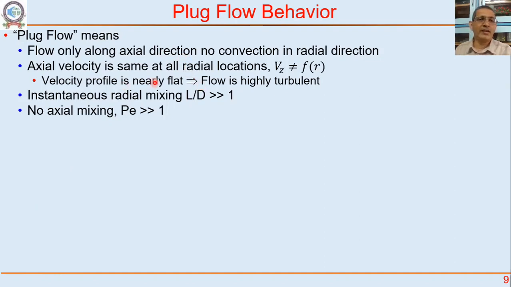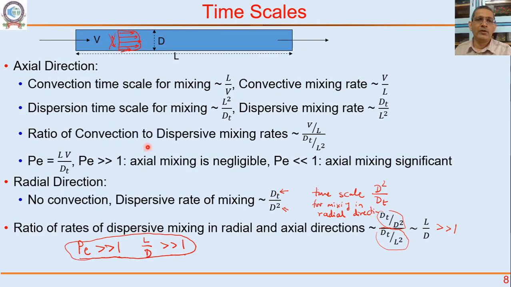Velocity profile is nearly flat. Why? Because we want every fluid element to spend the same amount of time. That will not happen if the flow profile is laminar. If the flow profile is laminar, parabolic profile, right? There is a wide variation of velocities. So different fluid elements that are here or here or here or here will spend different amounts of time. It's not like a piston flow.